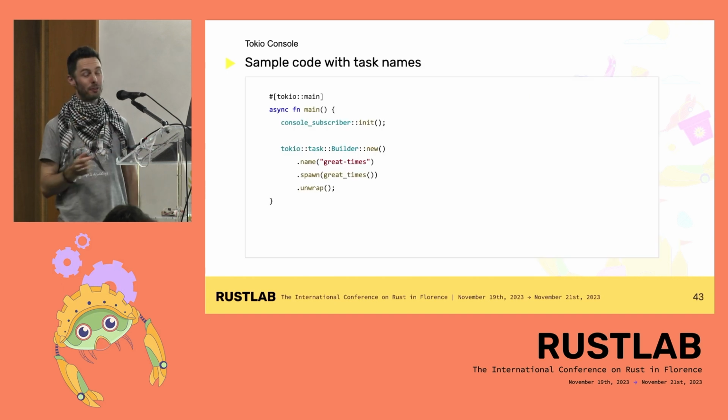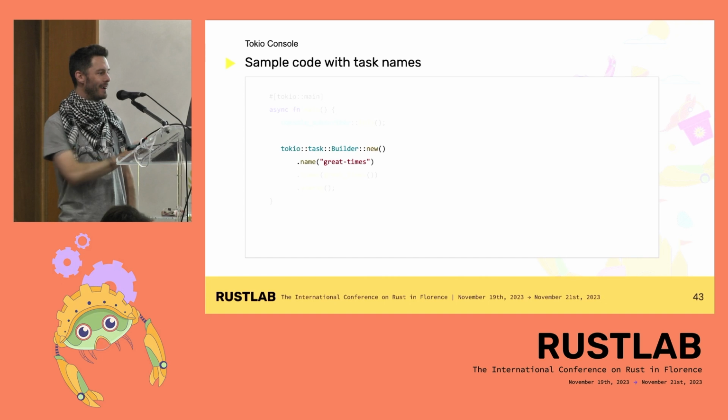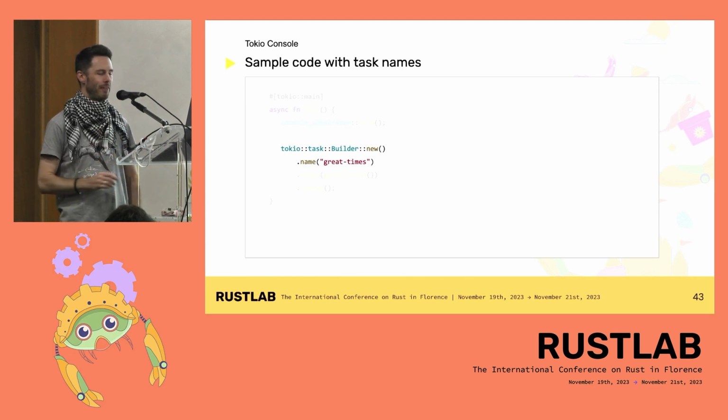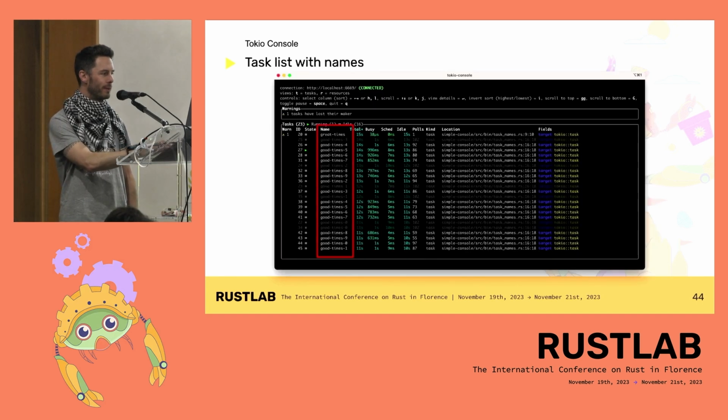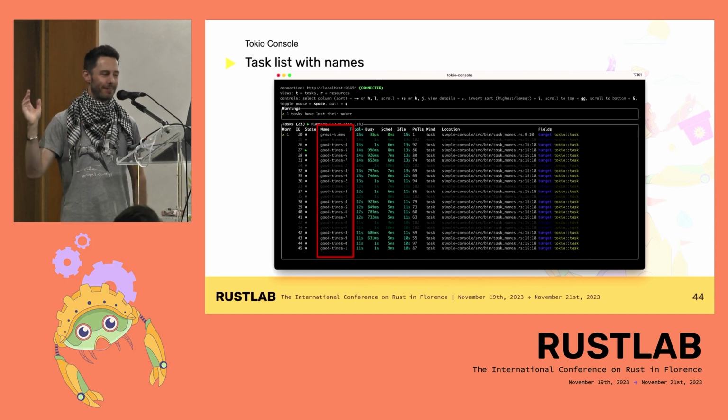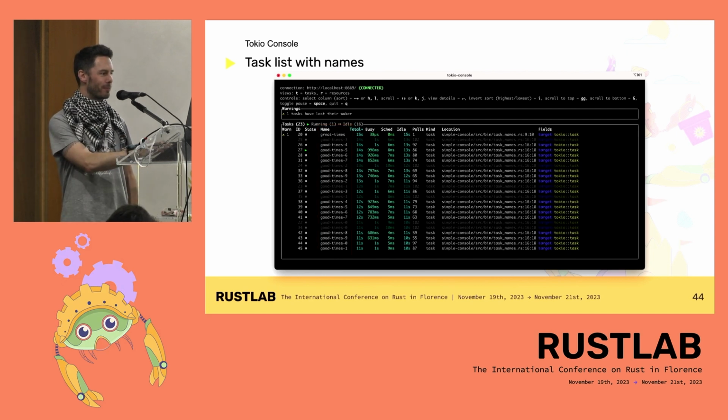Oh, no, let's look first at how you do it. You take your task builder and you call new, of course, and then you name your task. This isn't a static string, so you can give it dynamic values, and then you spawn your task like normal, passing it a future. So now we've got some very, very creative names for our tasks, but this does come in really handy when you're debugging stuff.